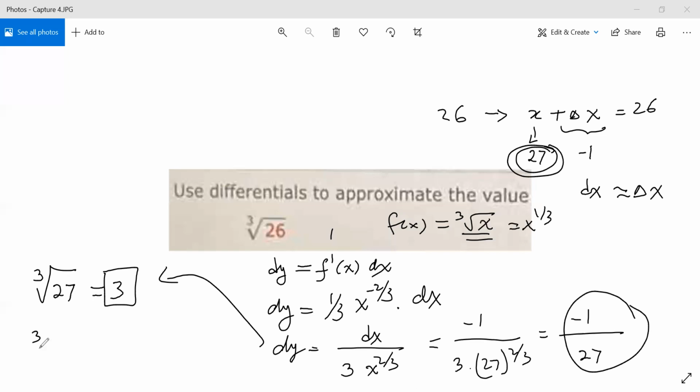So then the cube root of 26 should be 3 minus 1 over 27, and that's close to 2.96296. That's basically it. That's the approximated value. And if you just put it in your calculator, you will see that you're going to get something really, really close to that, right?